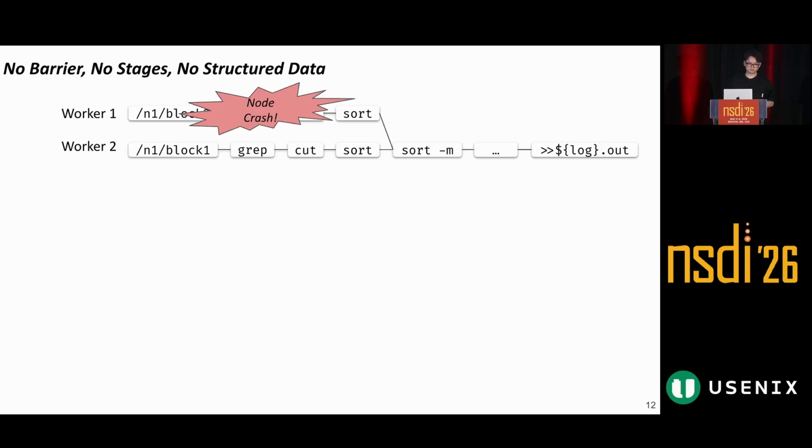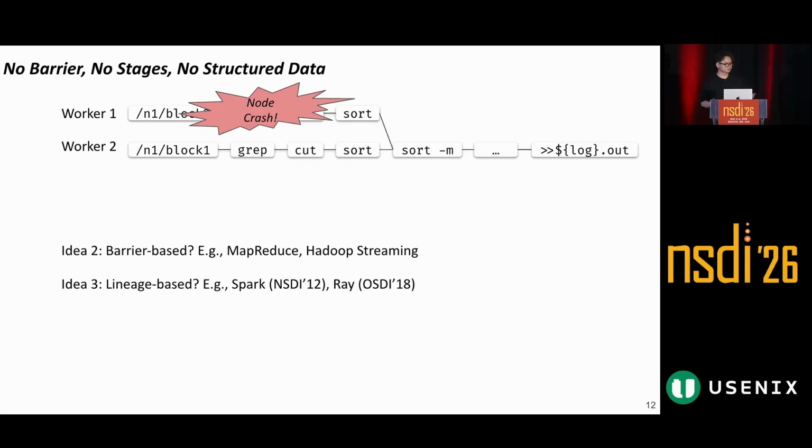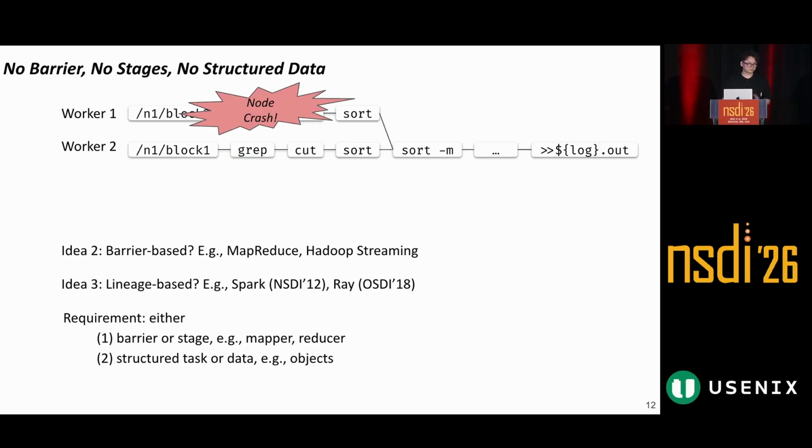Alternatively, we can also consider barrier-based solutions or lineage-based solutions. These approaches typically require an explicit stage to observe the progress, or structured data or tasks to replay the failed computation. However, in this distributed execution, all these components interact with each other through raw data streams without structure or metadata. So the system cannot track the progress through the pipeline and know where to recover after a fault.